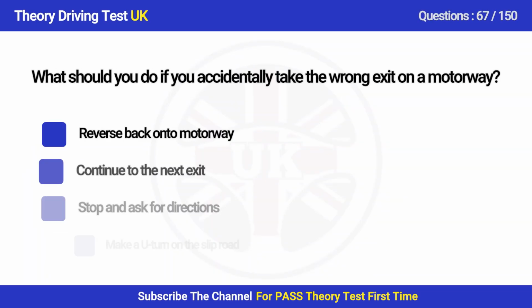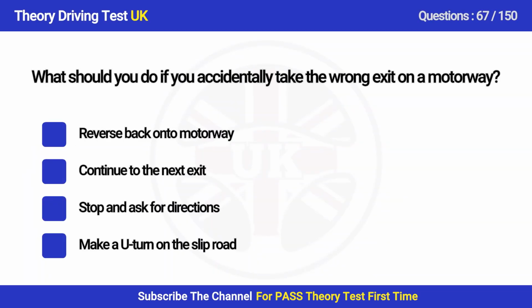Question 67. What should you do if you accidentally take the wrong exit on a motorway? A. Reverse back onto motorway. B. Continue to the next exit. C. Stop and ask for directions. D. Make a U-turn on the slip road.